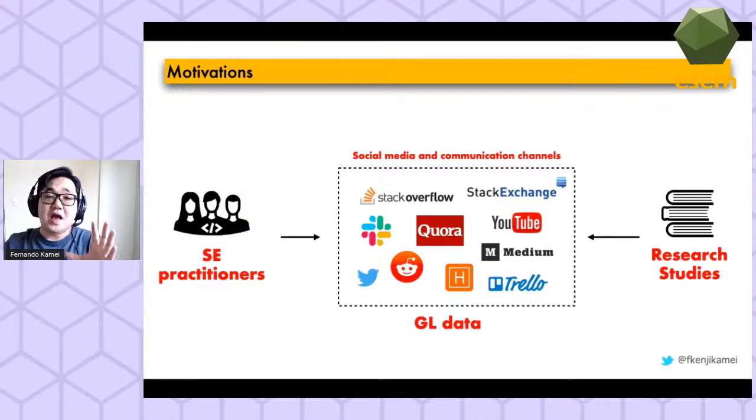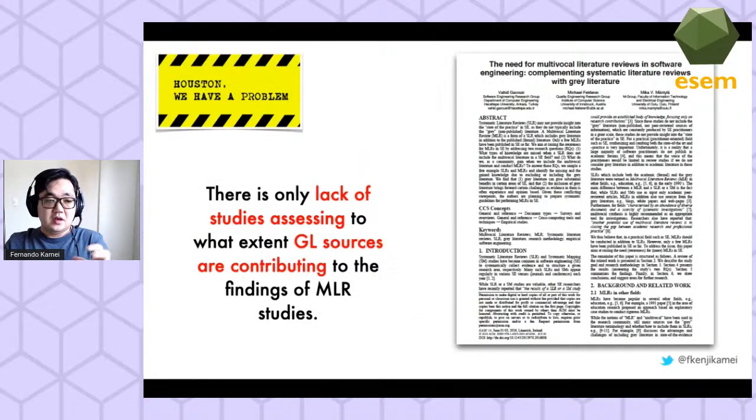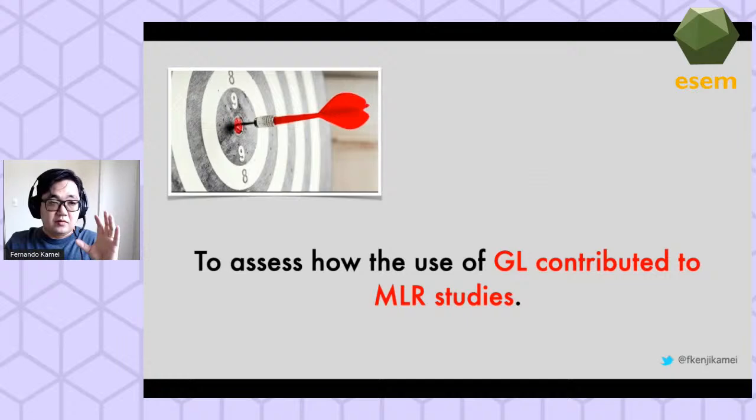So to conduct this study, we had two motivations. The first is related to the increased use of social media and communication channels used by software engineering practitioners. And the second one is related to the increase of studies using or investigating gray literature. Even with the increased use of gray literature in software engineering research, more specifically in secondary studies, few studies are investigating how gray literature used properly contributed to multivocal studies. For this reason, our study aimed to assess how the use of gray literature contributed to multivocal studies.